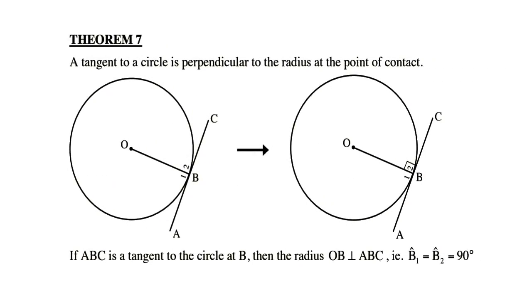Okay, in today's lesson, we're going to be looking at theorem number 7, which says a tangent to a circle is perpendicular to the radius at the point of contact. So this is to say if ABC is a tangent here to the circle at B, then the radius OB will be perpendicular to this tangent ABC. That is to say, if we split this to B1 and B2.